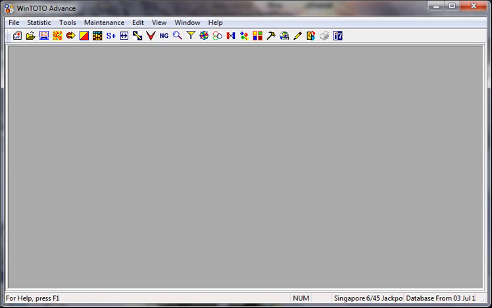Now what you're looking at right now is the WinTOTO Advance statistical software. This software was launched in the year 2004. In fact, during the first year when we launched, we had a very close encounter of someone winning a jackpot. There were actually 5 numbers picked correctly and the user was supposed to buy a system row, but somehow this user changed his mind and went into system 7.